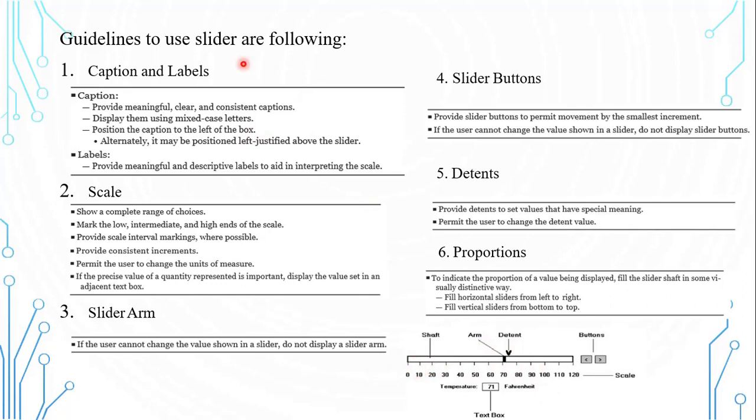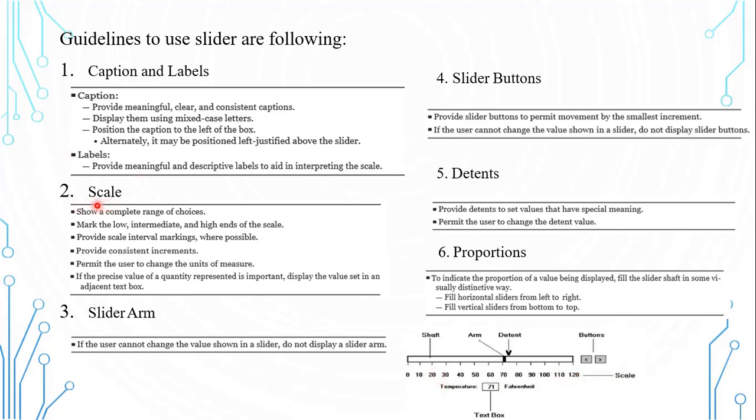Alternately, it can be positioned left justified above the slider. So above the slider also you can keep this kind of label or caption. This is for captions. And the next one we have is labels. Provide meaningful and descriptive labels to aid in interpreting the scale. So labels also can be provided for the slider.